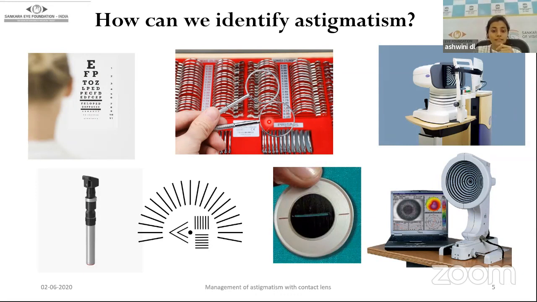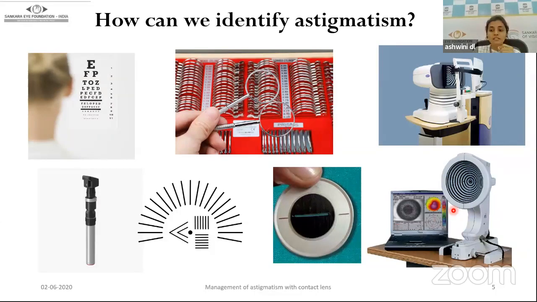And other than that, there are two more methods. That is the astigmatic fan, with which we can confirm the cylindrical axis. Also, with the help of the stenopic slit, we can confirm the cylindrical axis. And other than this, there are also imaging techniques available.